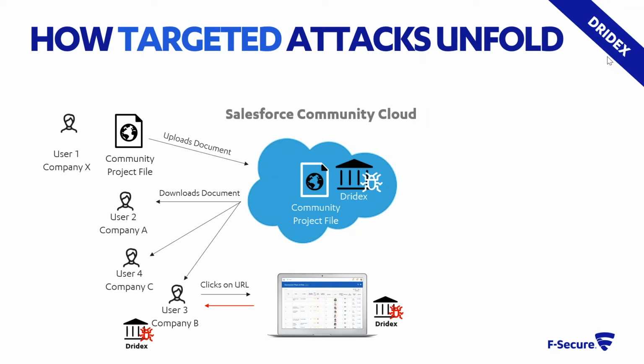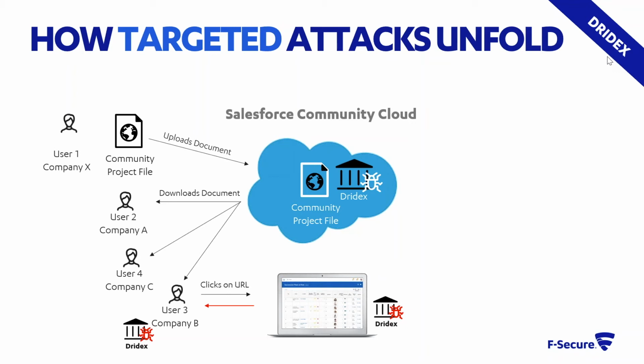So on the left there, you'll see user 1, 2, 4, and 3, all representing different companies. And in the conversation that we had so far, we talked about content-heavy collaboration on Salesforce Community Cloud services. And of course, Salesforce Community Cloud is represented by that blue cloud there. And there are different ways in which you can use this platform as a vehicle for delivering ransomware. This is what I'm going to be talking to in this scenario.